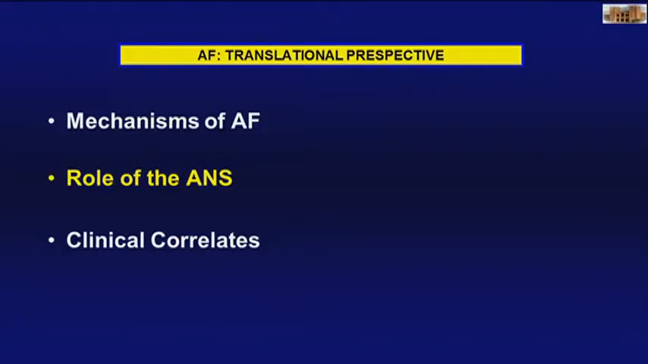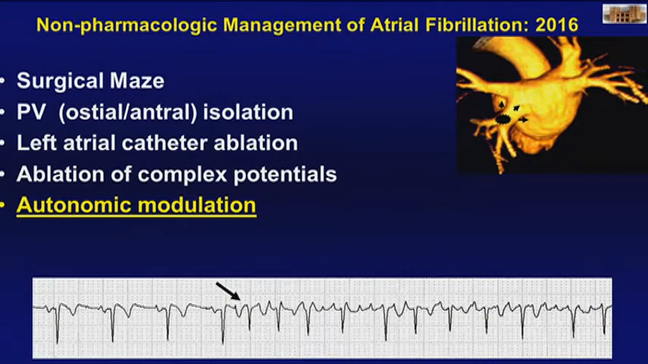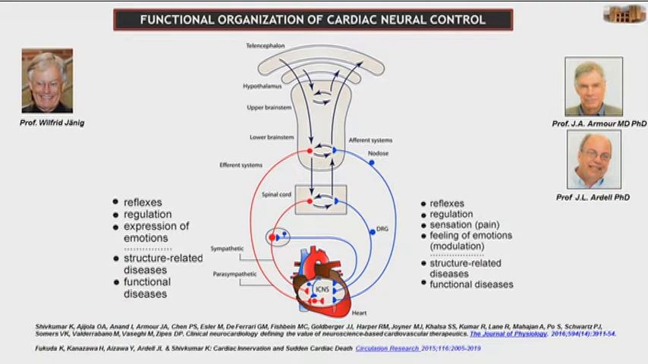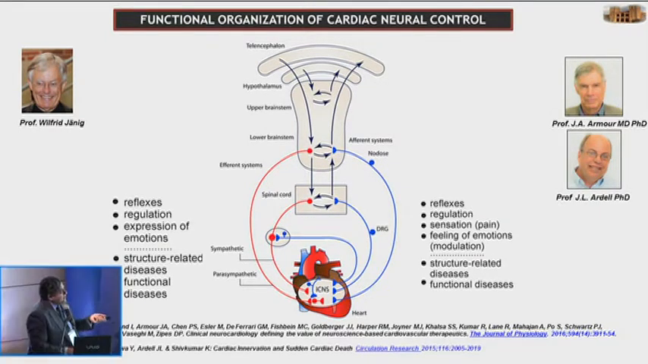So where does the autonomic nervous system fit into this? This, we know, has a very important role to play because it's based on clinical experience. We know it plays a role, and it's being used for managing fibrillation, in some cases with reasonable success, as you'll see.